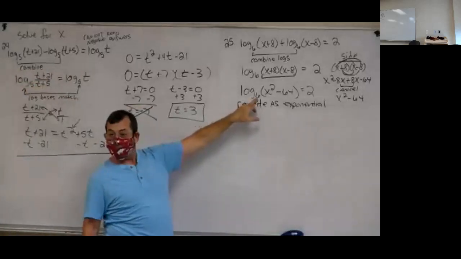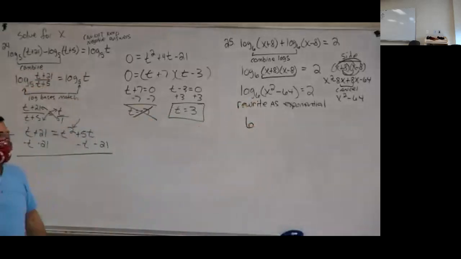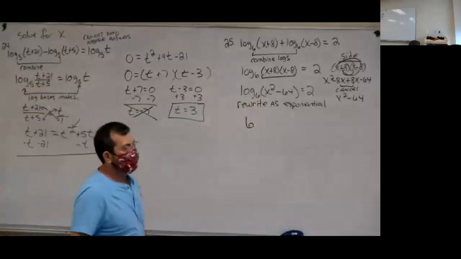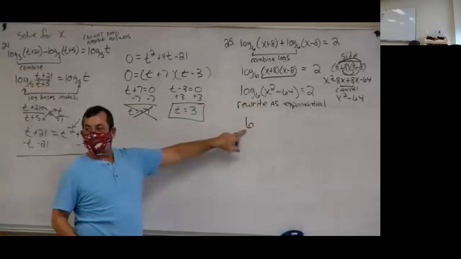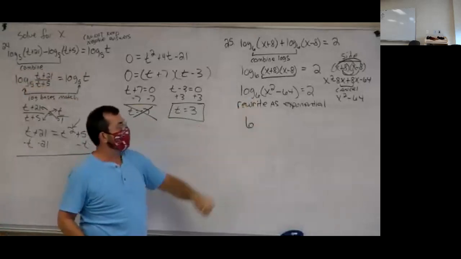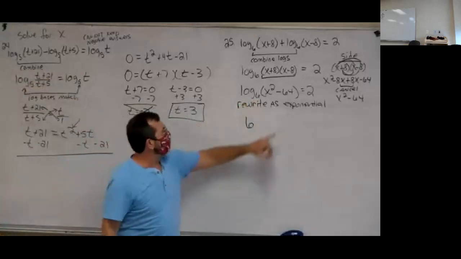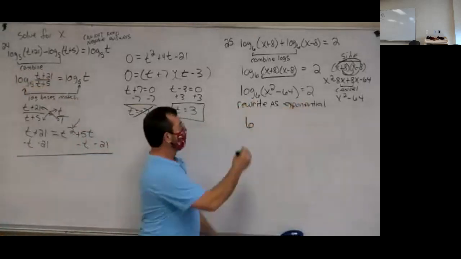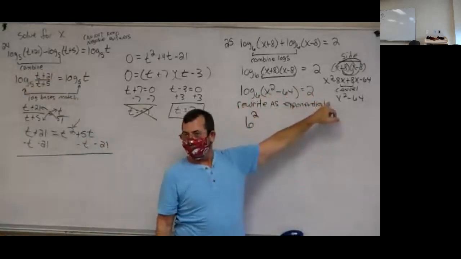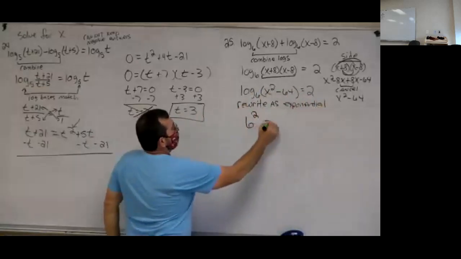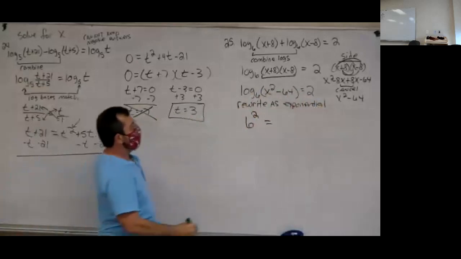So the base is 6. So what's the exponent of that 6 going to be? So I'm rewriting this as exponential. Where's my exponent going to be right here? Remember, 2 is the exponent. Remember, that's what a log is, an exponent, okay? So 6 squared is going to equal that result, which was the x squared minus 64.